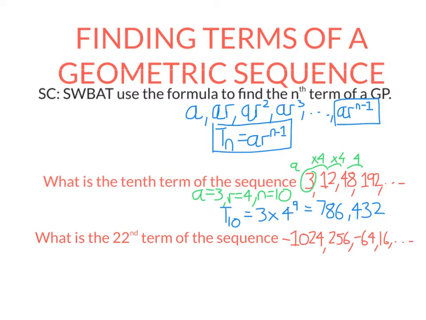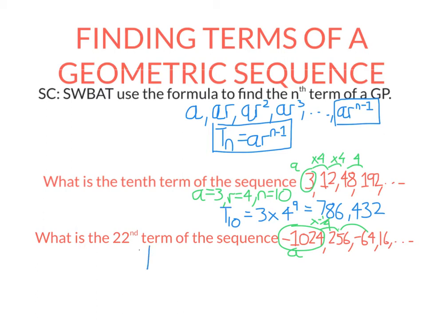So let's have a go at this one here. So this is another geometric sequence. Of course, A is minus 1024. So each time, to get to the next term, I'm timesing by negative 1/4. So 256 divided by negative 1024 is negative 1/4. Minus 64 over 256, negative 1/4. The common ratio is negative 1/4.